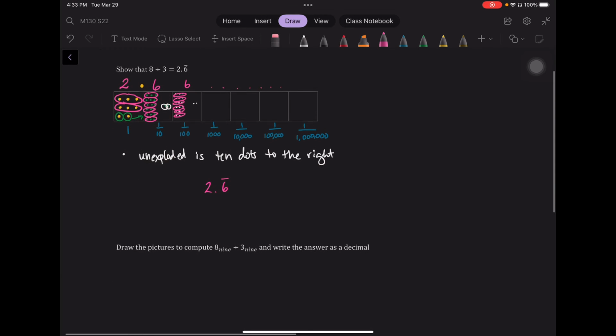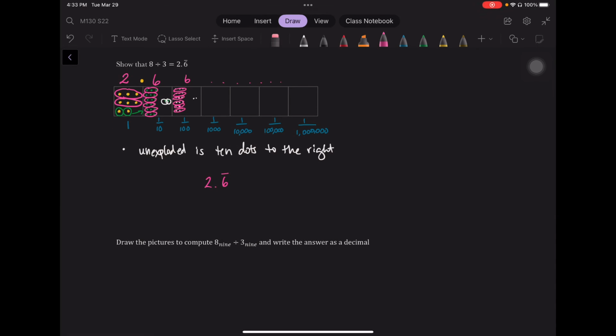What about if I wanted to draw pictures to compute 8 divided by 3 in base 9? This means that each unexploded dot is 9 rather than 10. Let's see what happens in this case.